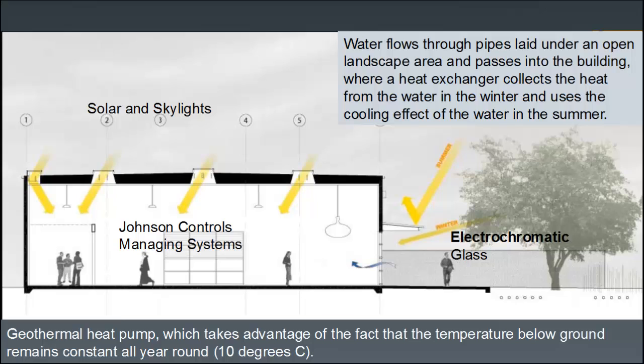See, there are solar skylights, letting in a lot of natural daylight, and adjusted controls managing the system to help operate the lighting and HVAC systems at optimum levels. Also, water flows through pipes laid under an open landscape area and passes into the building, where a heat exchanger collects the heat from the water in the winter and uses the cooling effect of the water in the summer. The glass on the exterior is also electrochromatic, helping with daylight controls.